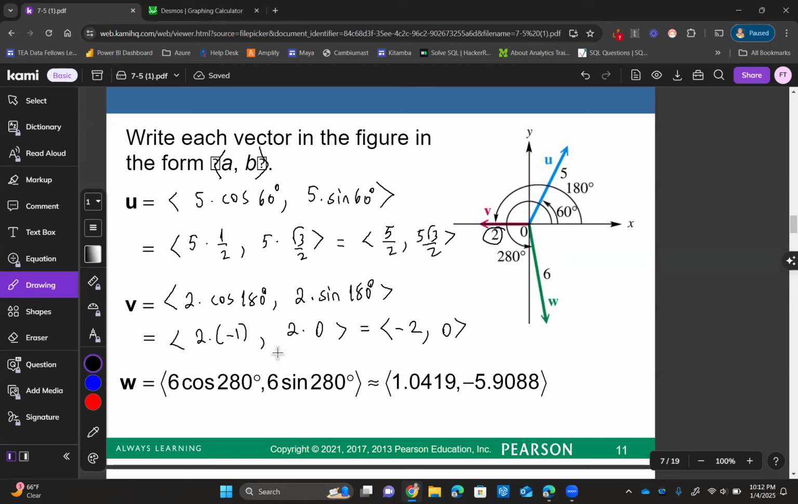And finally, the vector w, its magnitude is 6, and direction angle is given as 280 degrees. So its horizontal component will be calculated as 6 times cosine of 280, and its vertical component will be calculated by 6 times sine of 280. All we have to do is type these 2 things to our calculator, and we will get these 2 numbers for the horizontal component and vertical component.